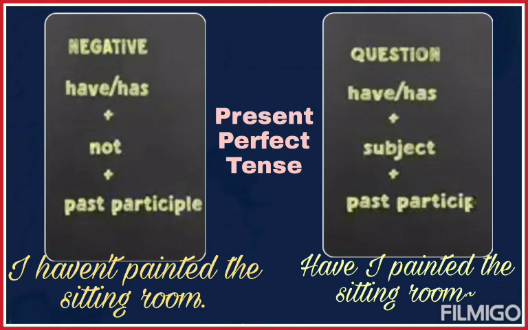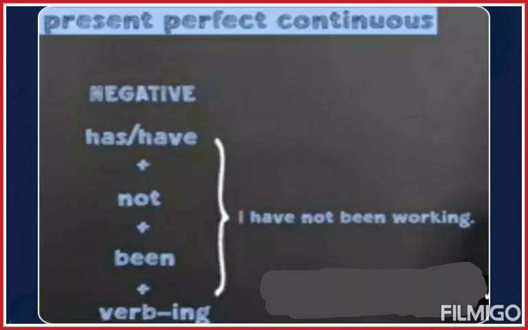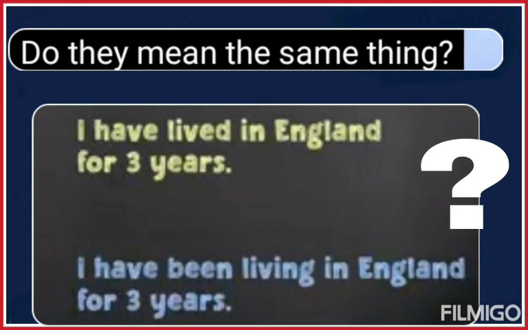Okay? Similarly, present perfect continuous tense is formed with has or have plus been plus the ing form of the verb. To make it negative, we need to add not between has or have and been, and to make interrogative sentences, has or have is put at the beginning of the sentence. Okay, is it clear? Now look at these two sentences. Do they mean the same thing? No, there is a difference between the two sentences.